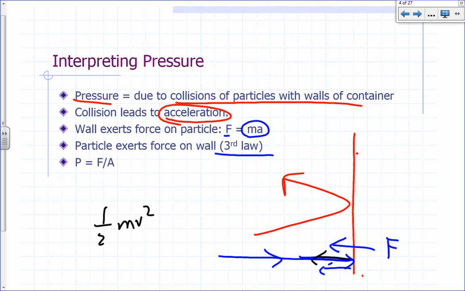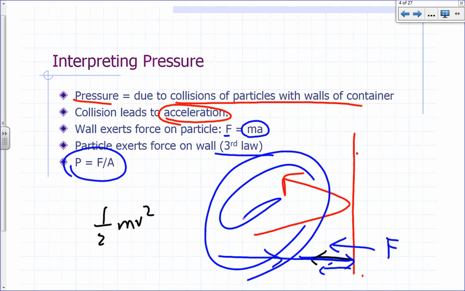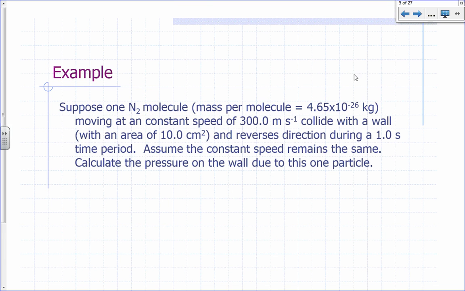So the pressure due to the particle is given by F over A. That's the force that the particle exerts on the wall divided by the area. So pressure is defined as force per unit area. If you have lots of these gas particles in your sample, there's going to be a lot of collisions against the wall. If you add up all those forces and divide by the total area of the wall, you get the pressure on the wall.